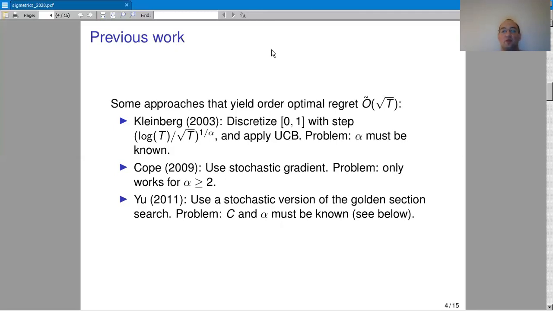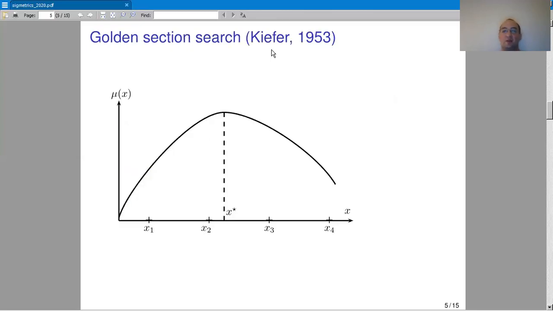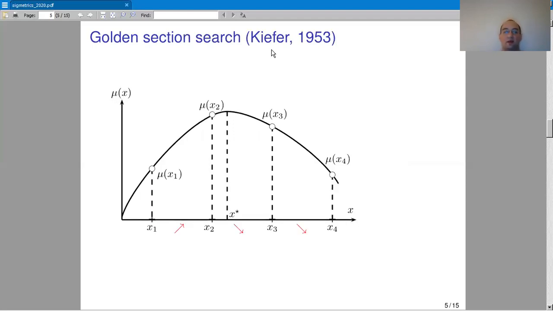All right. So what we propose is to expand on the idea of Yu and Mano, which is to use stochastic versions of the golden section search. So let me explain. What is golden section search? Here, assume that mu of x can be known exactly. That is the noiseless case, classical optimization case. So we evaluate the function at 4 points, x1, x2, x3, x4. So we get the function values at all those points.